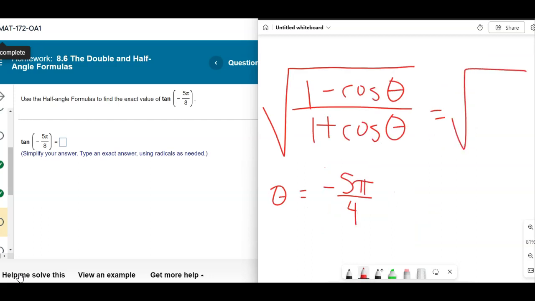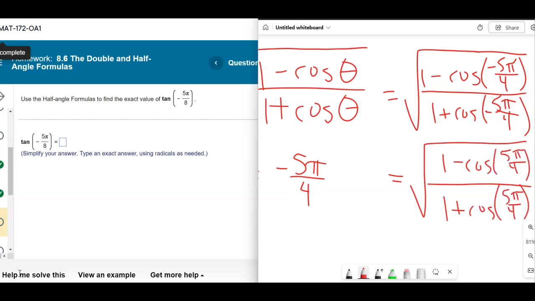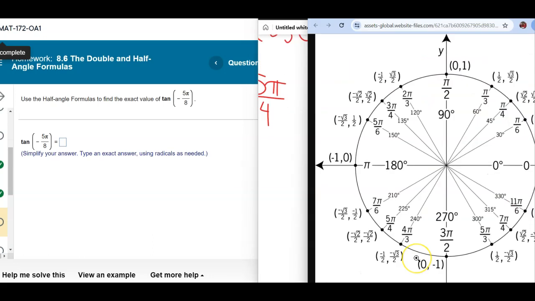So it's going to be positive. I'm doing 1 minus the cosine of negative 5 pi over 4. So there's the setup, but we have to remember cosine is an even function. So what that means is the negative doesn't matter for cosine. So I can get cosine of just positive 5 pi over 4. And now I'm just looking on the unit circle. So here's our unit circle. 5 pi over 4 is down here in quadrant 3. And cosine is negative square root of 2 over 2.